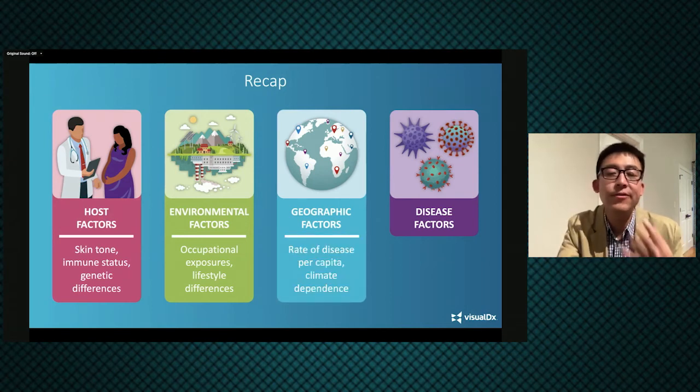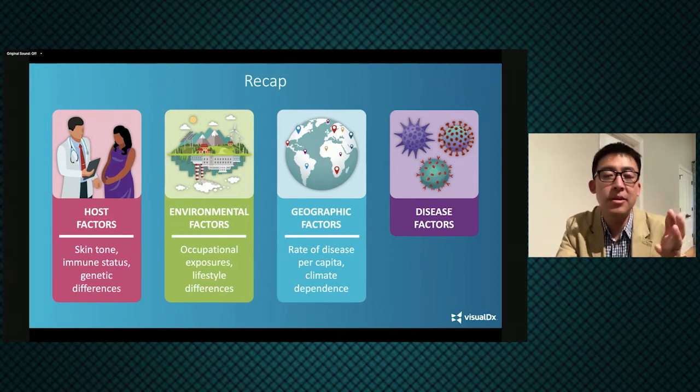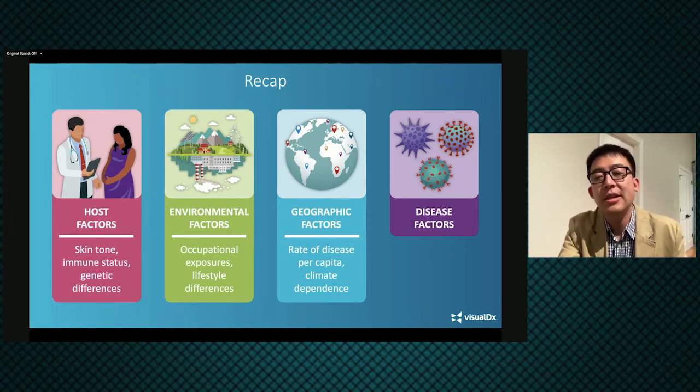Geographic factors. There are differences in the rate of disease per capita. We talked about the pemphigus belt in India. We talked about how there's more MF in the Scandinavian countries. Also, as we all probably memorized from dermatology residency, fogo selvagem in Brazil, there are differences in rates of disease in different geographic areas. And of course, climate is something we need to think about as well, because as climate changes, we will also see a change in the distribution of a lot of our skin diseases. So it's important for us to really be thinking about that.